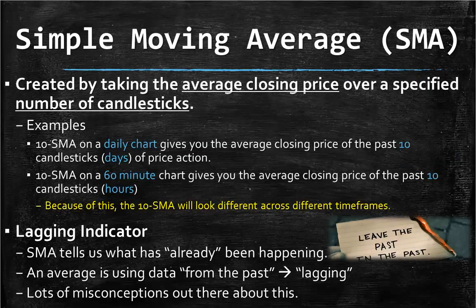Let's first talk about the simple moving average, or SMA, as you will see it in chart annotations and such. These are created by taking the average closing price over a specified number of candlesticks. So some examples, because this trips up a lot of people, but just bear with me here. Just as an example, the 10 SMA on a daily chart gives you the average closing price of the past 10 candlesticks, which are days because we're on a daily chart of price action. Again, I want to say that a 10 SMA on the daily chart is going to give you the average closing price of the past 10 candlesticks.